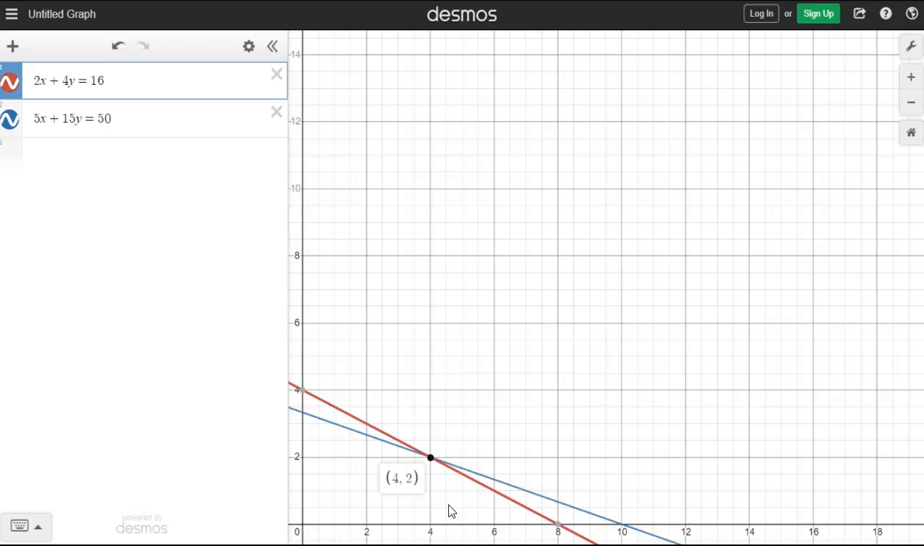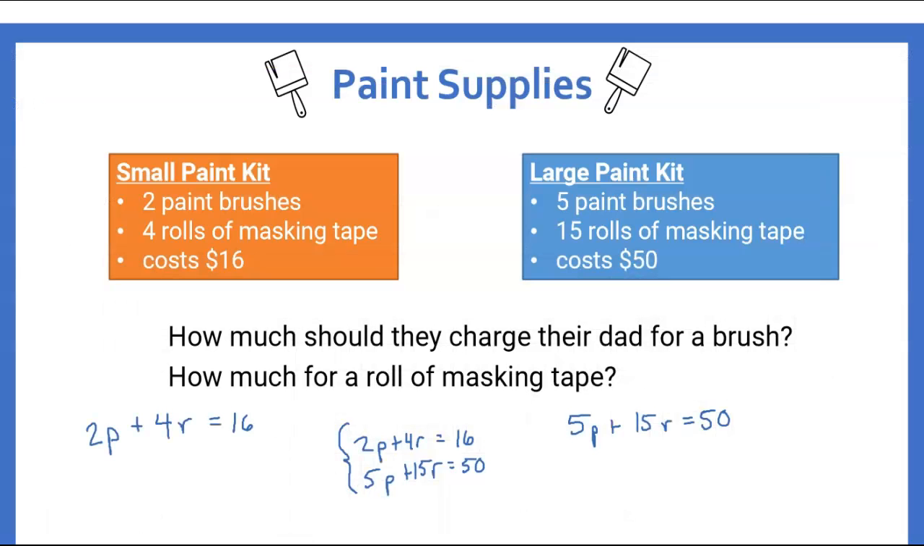So if P was our X value, that means $4 for a paintbrush and $2 for a roll of masking tape. So that is our answer here. $4 for a paintbrush, $2 for a roll of masking tape, because our intersection was at 4,2.